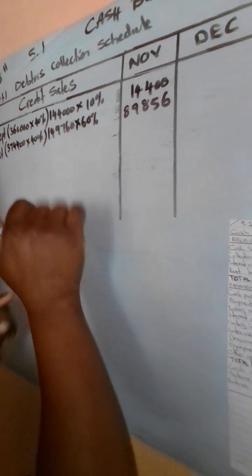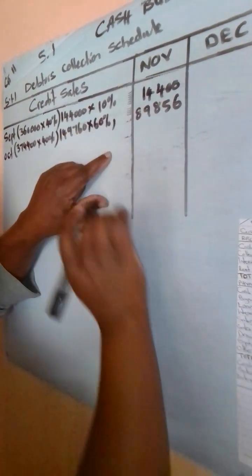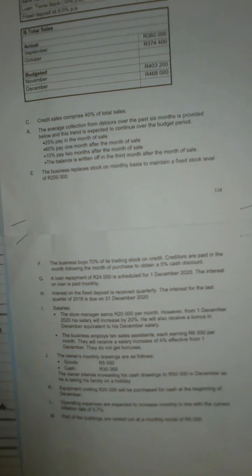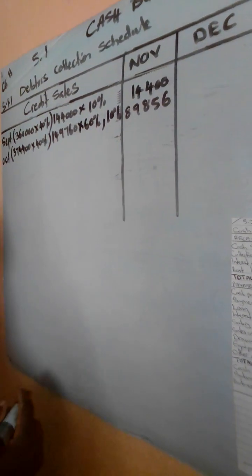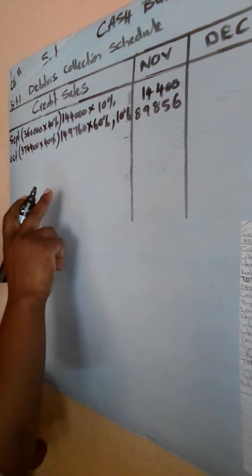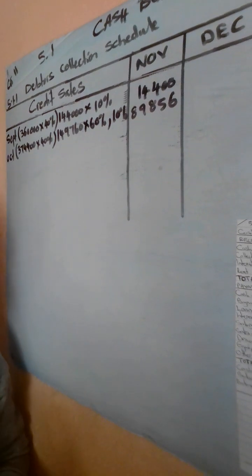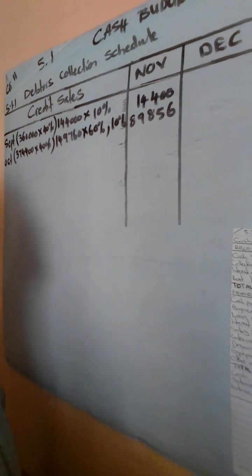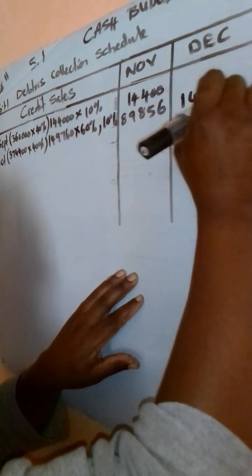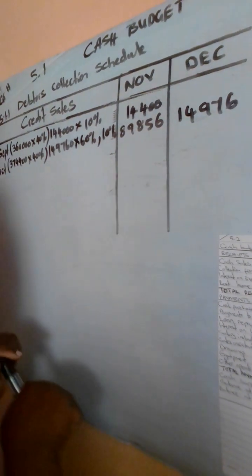2 months from October, we're going to be in December. So we're also going to calculate the money that is expected in 2 months, which is the 10%. 10% of 149,760 is 14,976, to be received in the month of December.